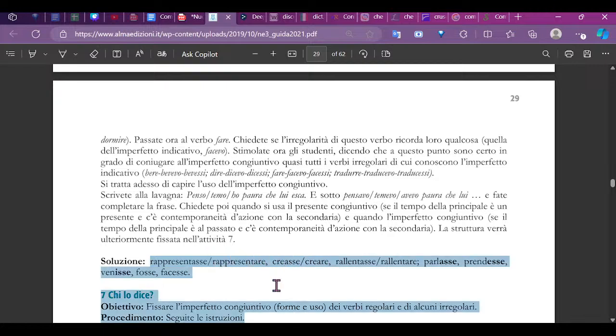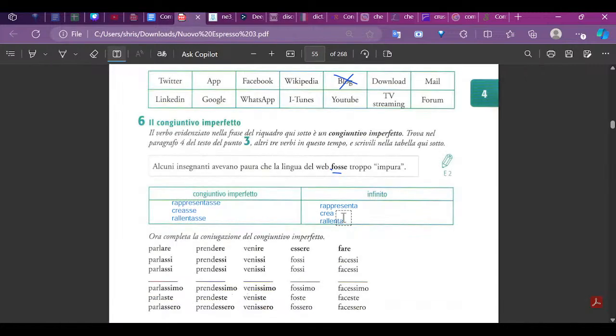Rappresentare. Wait, I think I confused the imperativo with infinito because I wasn't paying attention. Okay, but in a way, it's kind of interesting. Because you know what? I think I actually stumbled upon an easy way to remember the congiuntivo imperfetto. Let me think about it. Let me just confirm because rappresenta. Where's the website? There we go.